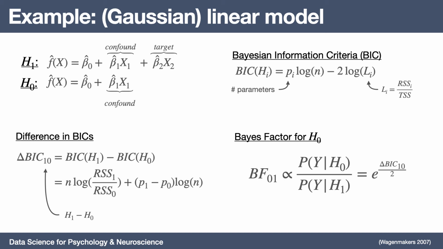Now, this particular way of framing the model, with this particular way of calculating the delta BICs and the Bayes factor, are all specific to the Gaussian linear model. How you exactly calculate it for different types of models will vary based on the type of model, but for this example, you can see how easy it is to do it for the linear regression context.